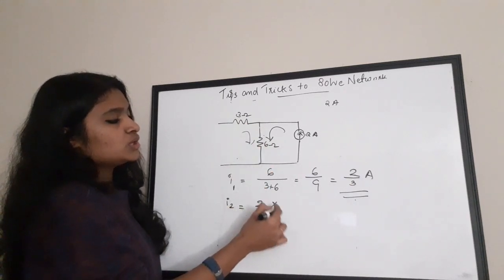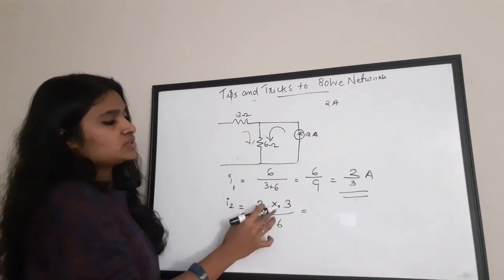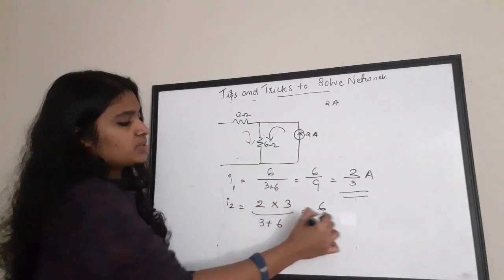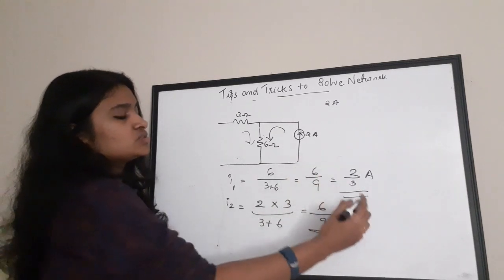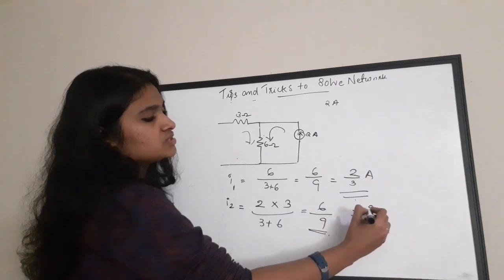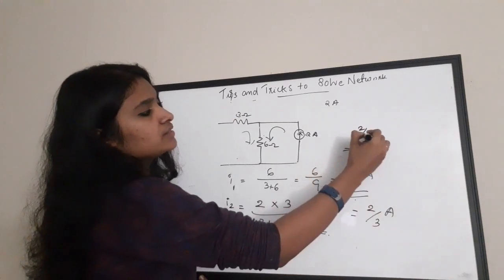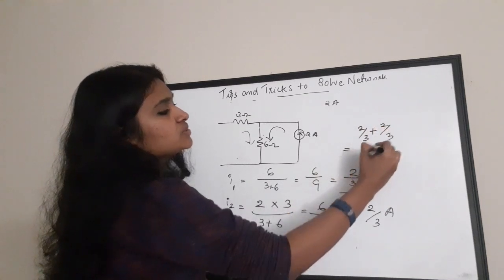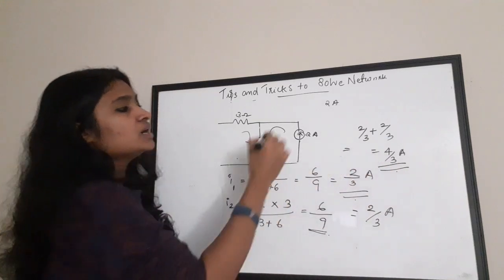So 2 into the opposite resistance value, which is 3 by 3 plus 6. So it is 2 into 3, which is again 6 by 9. So it is 6 by 9 and 6 by 9. So the total is, again, 2 by 3. Okay, so it is 2 by 3 plus 2 by 3, which is equal to 4 by 3 ampere, the value of the current I.